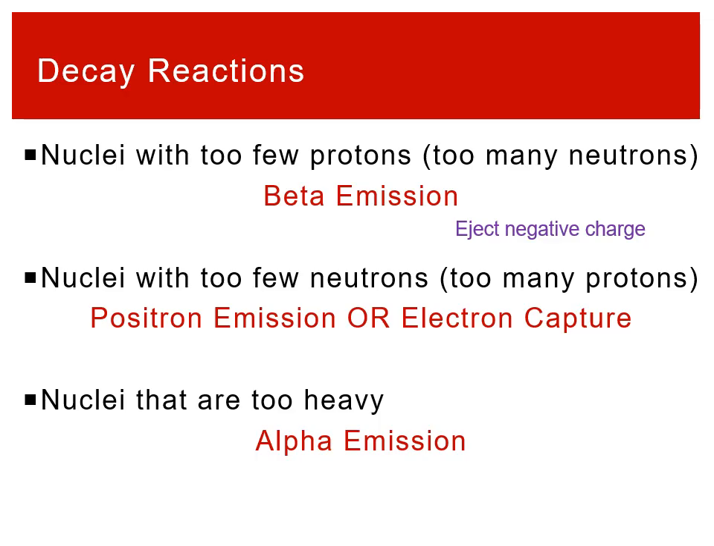If there's too few neutrons or too many protons, you either undergo positron emission, where the nucleus loses positive charge, or electron capture, where you're absorbing negative charge, right? They're both dealing with the same issue of too many protons, which is too much positive in the nucleus. So either you lose that positive as a positron, or you gain some negative from an outside electron.